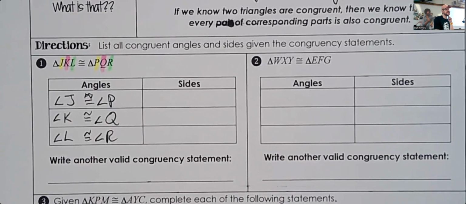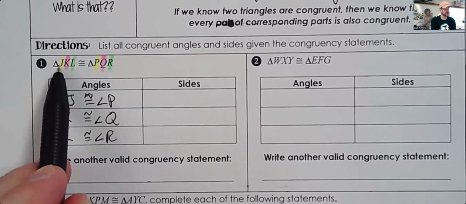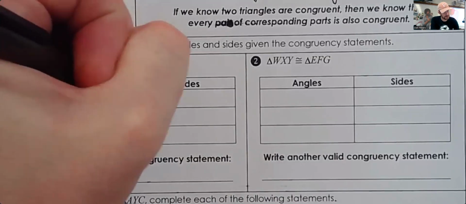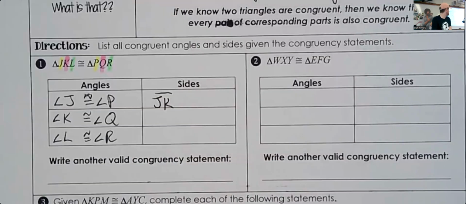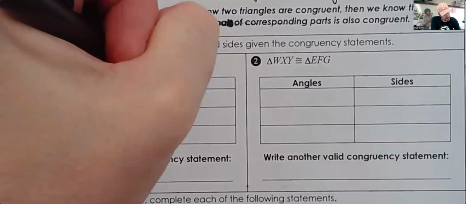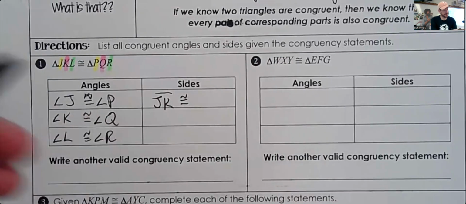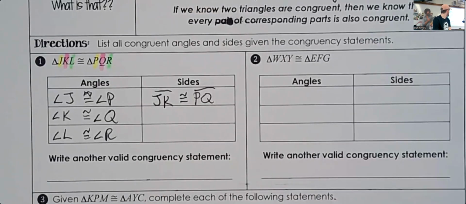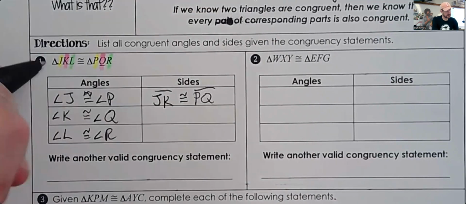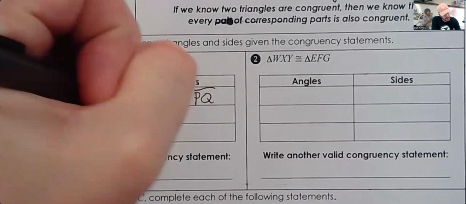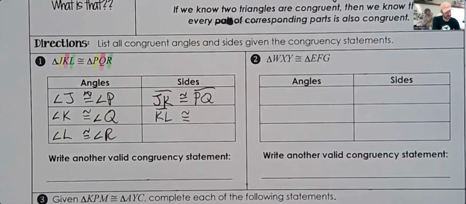Now, in terms of the sides, you just go from one letter to the next. So for example, from J to K, that would be yellow to pink. So we would say segment JK is congruent to what? Segment PQ, yeah, yellow to pink, PQ. Let's go pink to green. Segment KL is congruent to segment QR. Good.